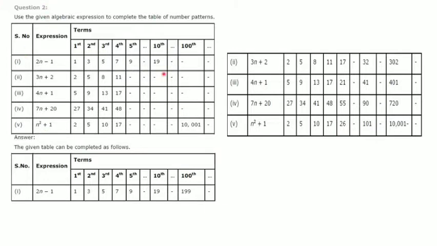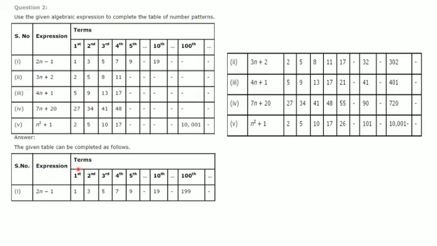Here also, a table of algebraic expressions is given, and we have to find the first term, second term, third term, fourth term, fifth term, 10th term, and the 100th term. The expression for the nth term is given as 2n minus 1. For the first term, 2 into 1 minus 1, 1 will come. For the second term, 2 into 2, 4, minus 1, 3. For the third term, 3 2s are 6, minus 1, 5. In the same way, we move to the 10th term and the 100th term.